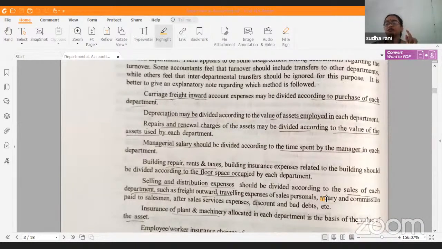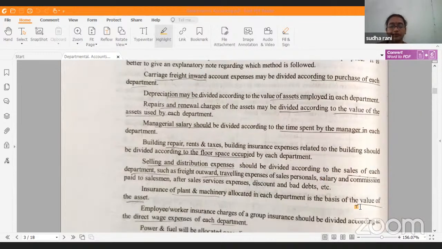Sales and distribution related expenses: traveling, tourism, carriage outward, advertisement. Salary and commission to sales personnel are all based on sales. Manager's commission is based on sales, and manager's salary is based on time. Okay, like that you remember.